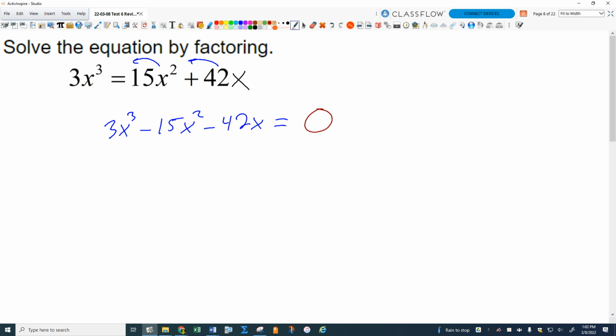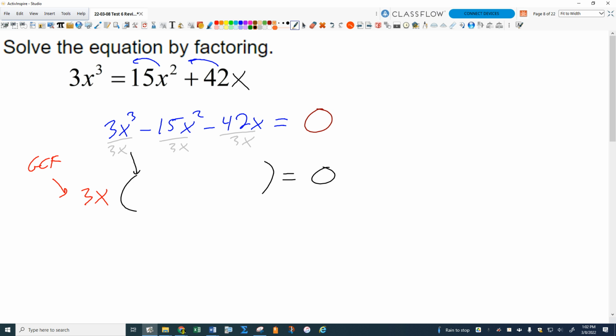So we need to factor that, right? Good. Always we want to see if we can undistribute something. So first step is, can we undistribute a GCF? Yeah, we can. We can undistribute a 3 and an x. And if we do that, what's left behind? Well, we could just divide each term by 3x to see what's left.